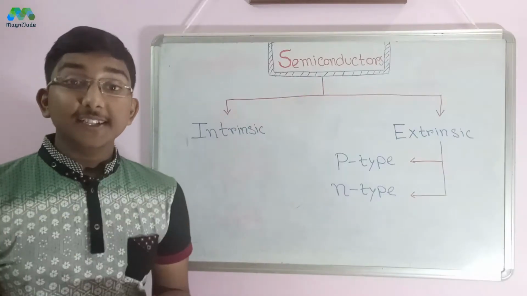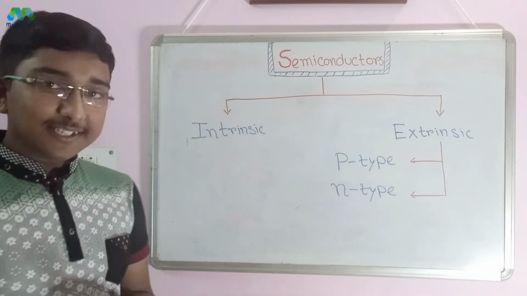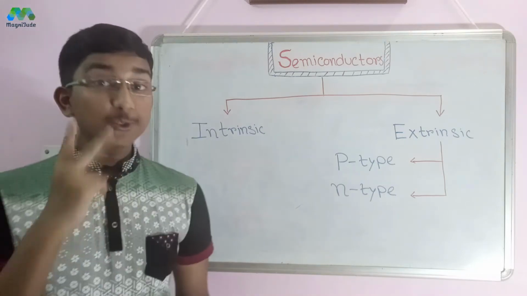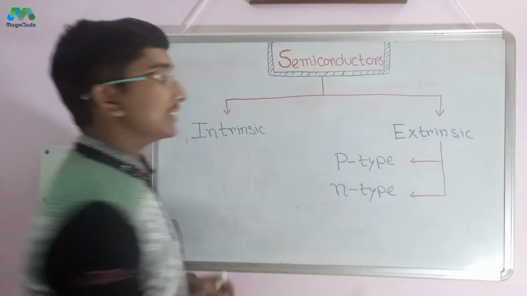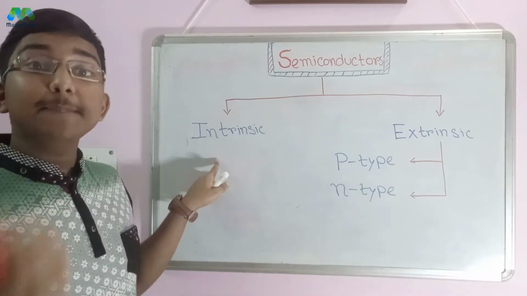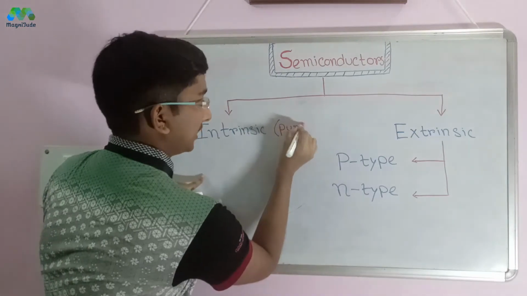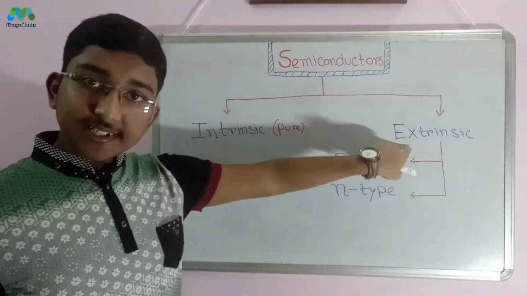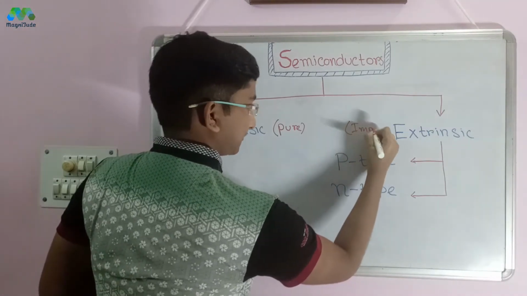Let us first understand how semiconductors are divided. Firstly, semiconductors are divided into two types: one is intrinsic and the other one is extrinsic. The intrinsic semiconductors are the pure semiconductors. And the extrinsic semiconductor is known as the impure one.